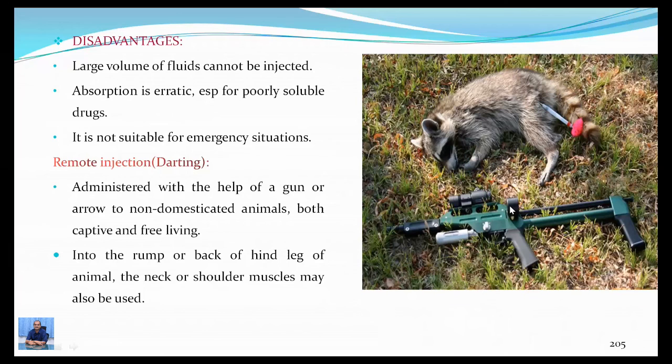This requires some skill, and a lot of practice is also required, or else it may enter the intestine or somewhere else. So that's why you have to aim towards the muscle, especially the biceps or triceps muscles, and administer such drugs with the help of the gun or arrow on non-domesticated animals, both captive and free living. So into the rump or back of the hind leg of the animal, this route is given. Neck or shoulder muscles may also be used here. This part may also be used. Shoulder also can be used here.